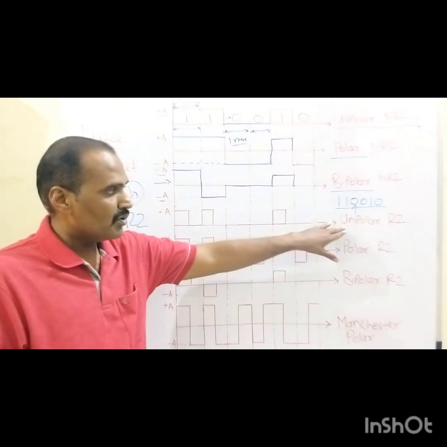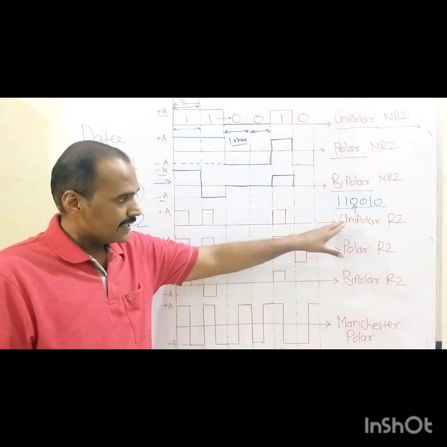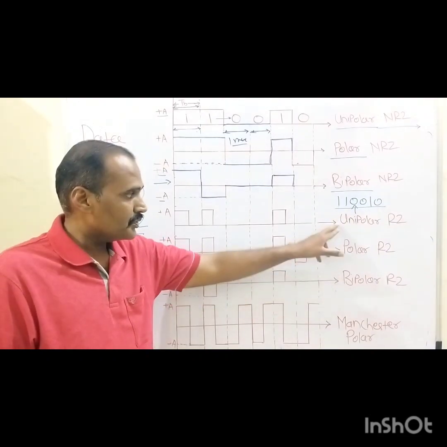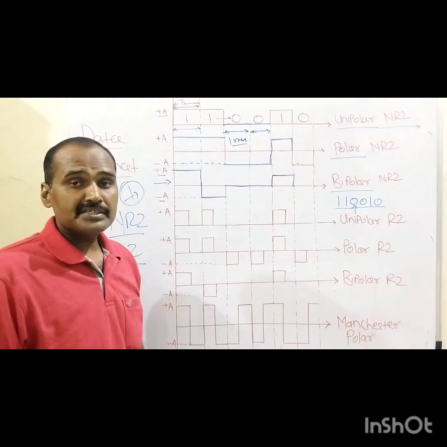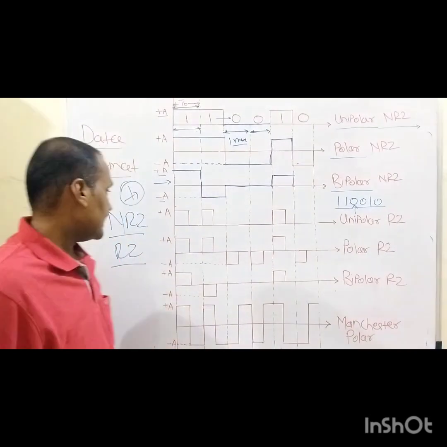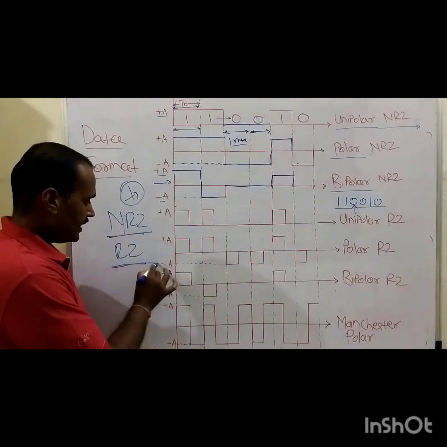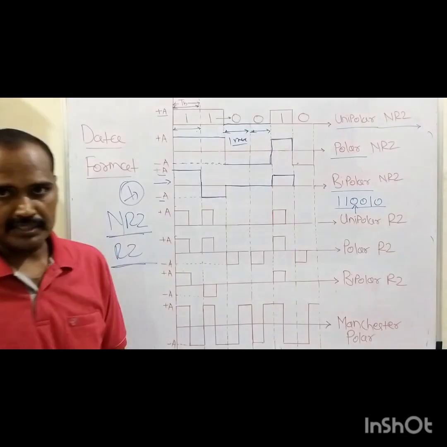After that, the fourth one is what? Again, we have these three sequences: unipolar, polar and bipolar. But as I told you earlier, these three techniques can be categorized as NRZ type and RZ type of sequences.